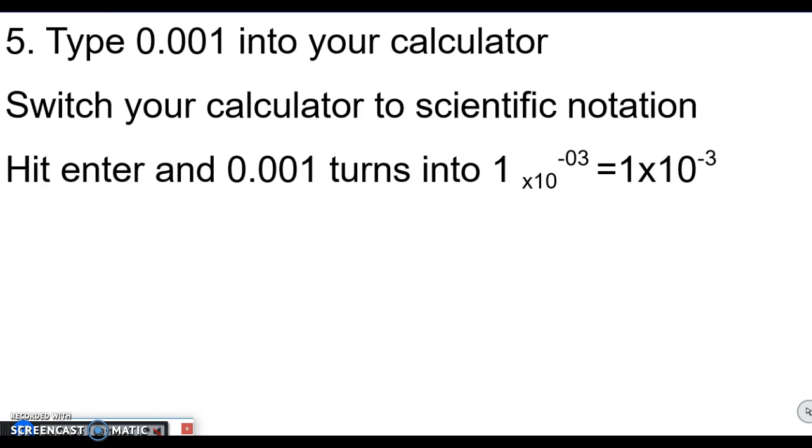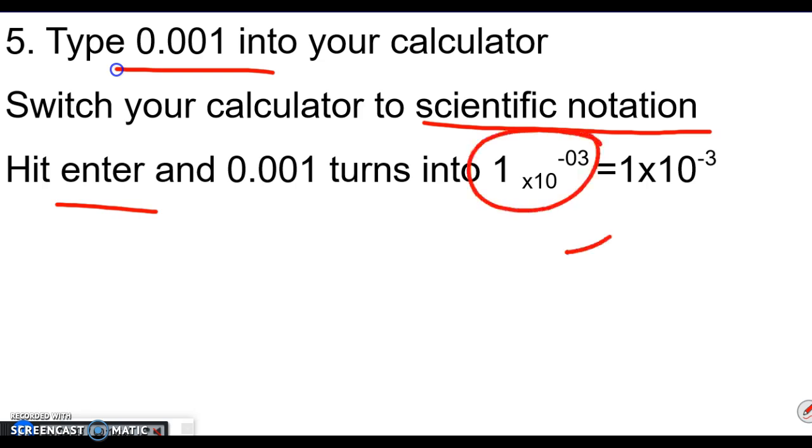So what I want you to do is to type this number into your calculator. And then I want you to switch your calculator to the scientific notation way. And again, that's pushing the second button and the scientific notation button. And then if you hit enter after you have that number in, hopefully you see something like this, which means 1 times 10 to the negative third. Play around with that. Make sure you understand what you're doing there because that's going to come in handy in a little bit.